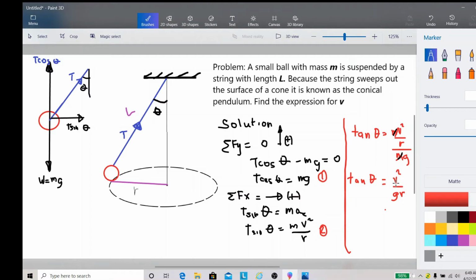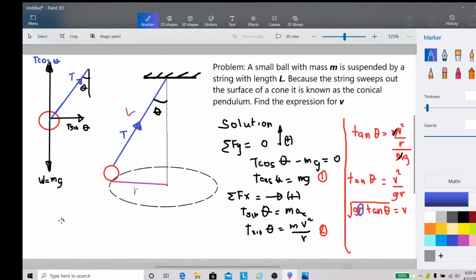So simplifying this further, we will have g r tangent of theta, but this is squared, so we have to take the square root of both sides of the equation, and then we will have v on the other side. So that is the square root of g r tangent of theta is equal to v. Now if we want to simplify it further, what is actually r? This r here from this one is what?